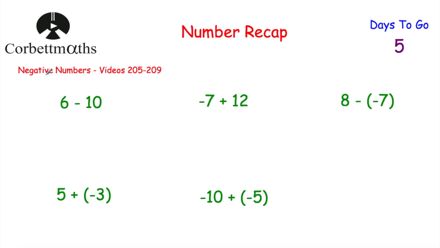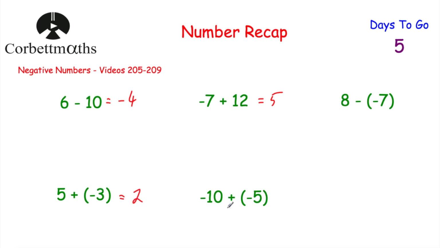Next, make sure you're confident with your negative numbers. For instance, if you've got 6 take away 10, you know that would be equal to negative 4, because 6 minus 10, you take away 6 to get to 0, and then another 4 would be minus 4. Make sure you can do questions like minus 7 plus 12. If you add 7, you get to 0, then you get another 5, so the answer would be 5. Make sure you can add negative numbers. If you add negative numbers, you would go down. So 5 plus minus 3 means we're going to go down 3, so the answer would be 2.